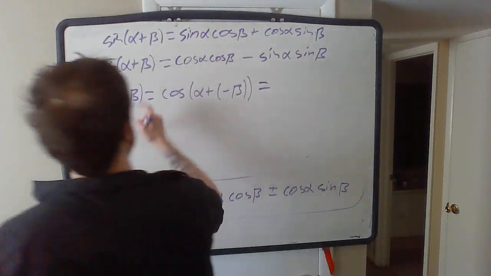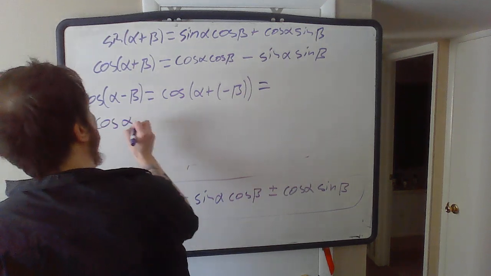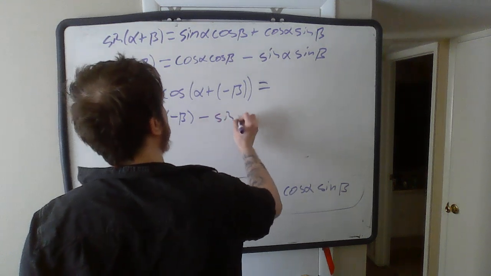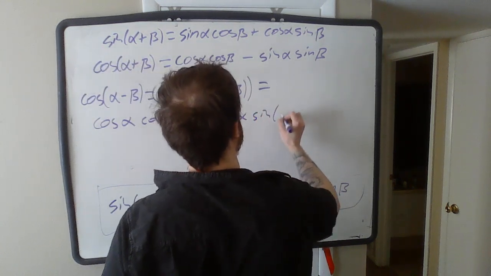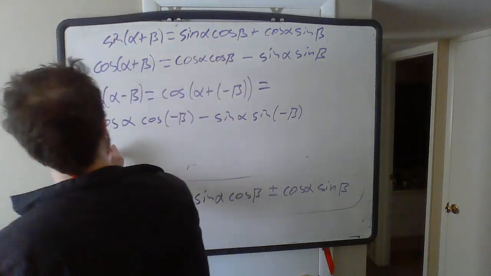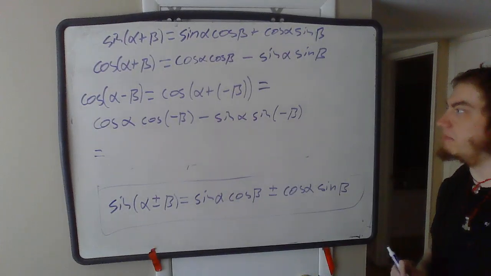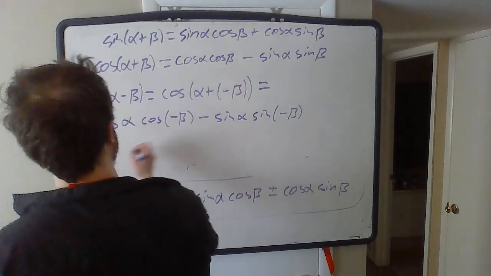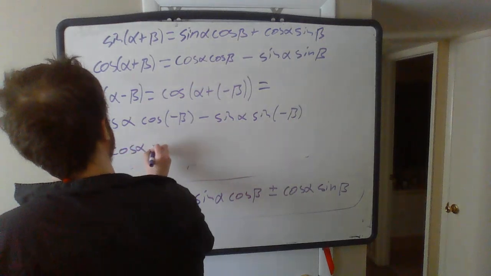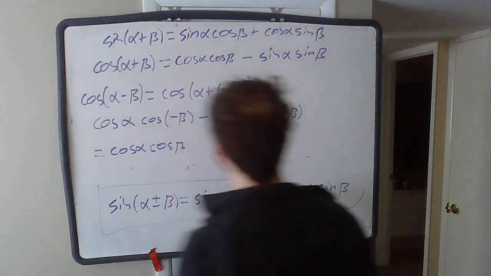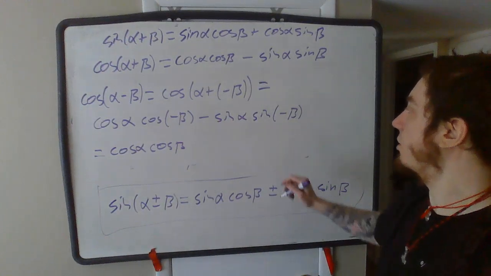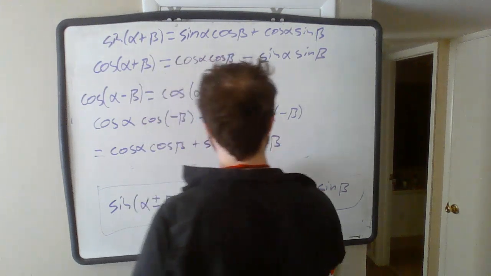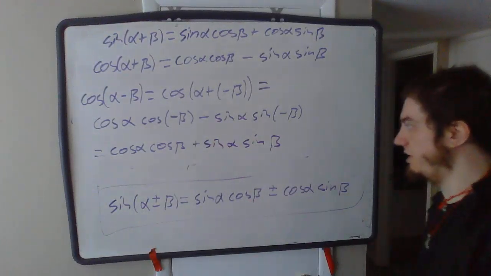So this is going to be the same thing as the cosine of alpha times the cosine of minus beta, minus the sine of alpha times the sine of minus beta. But by the same kind of reasoning as we did before, using the evens and odds, this left-hand term becomes cos alpha cos beta, and this right-hand term becomes plus sine alpha sine beta, because the negatives now cancel with each other.